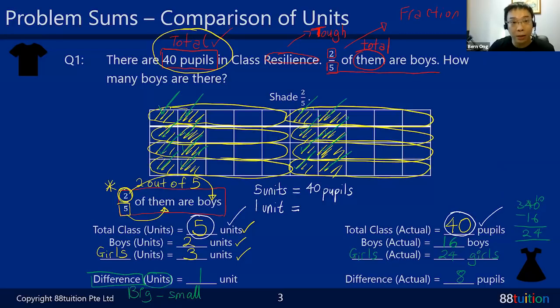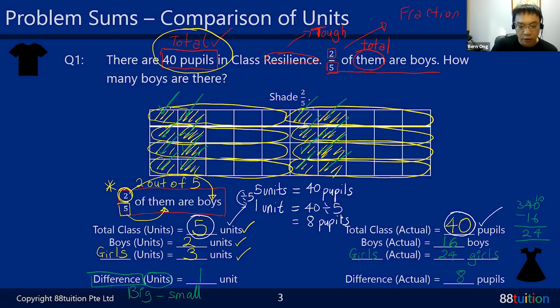That is what I'm doing down here. Always look for the 1 unit. So 5 units here represents 40 pupils. How about 1 unit? Here, from 5, how do you get to a 1? You have to divide by itself. 5 divided by 5 is a 1, right? So if you do that on the left, you must do that on the right. Why? This is math. Math is about fairness. Whatever you do on one side, you have to do on the other side. 40 divided by 5 is what? 8 pupils. Can you see?